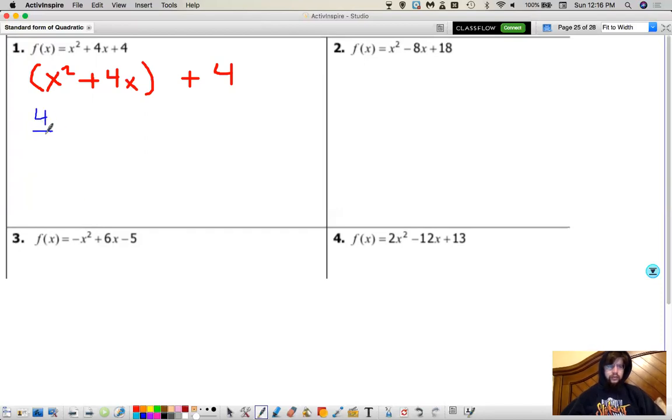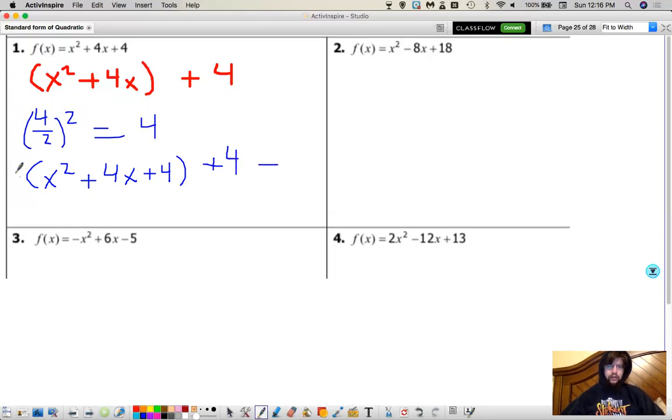So 4 over 2, I'm going to square that. That's 2 squared is 4. Oh, hey, that was already a perfect square trinomial, huh? So x squared plus 4x. I'm going to add the 4 that I just calculated on the inside, plus this 4 right here. And I'm going to subtract, well, it's a 1 right here, so 1 times 4 is 4. Well, hey, not going to change much in there, am I?